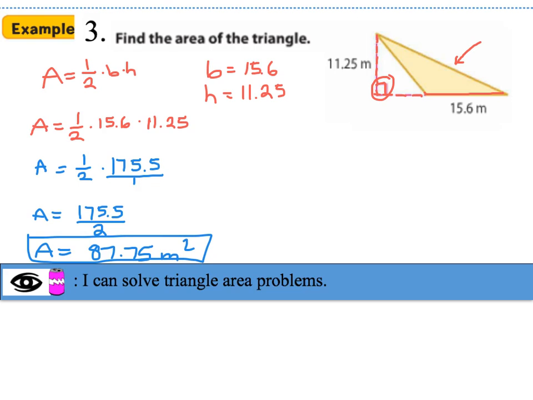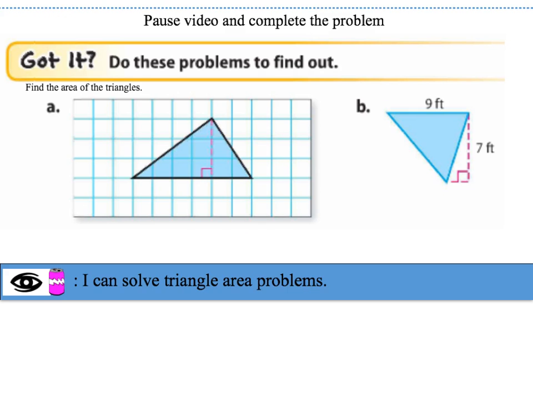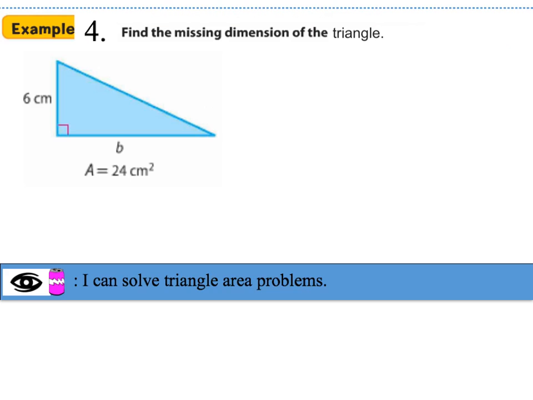If you were to use the area equals base times height divided by 2 formula, you would still get the same exact answer. So pause the video, complete these Got It problems, and we'll discuss the answer in class tomorrow. Notice we have 2 Got It problems on this slide, Got It problem A and Got It problem B. And you should try using each of the different formulas for finding the area of a triangle for these Got It problems, just so you can have more experience with it. For example 4, it says find the missing dimension of the triangle.